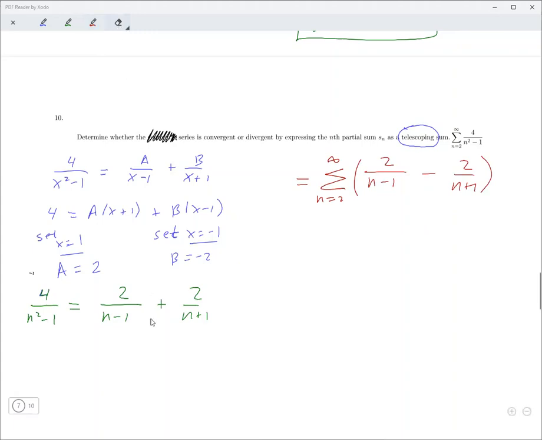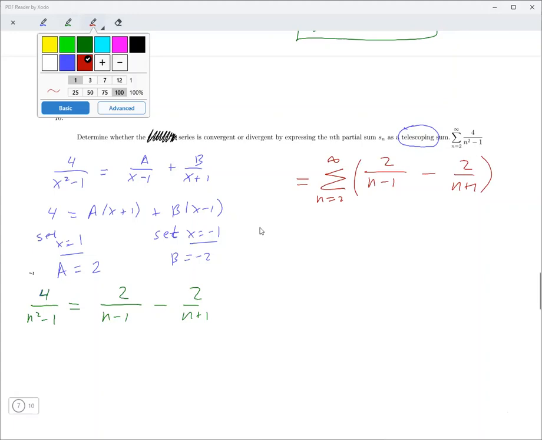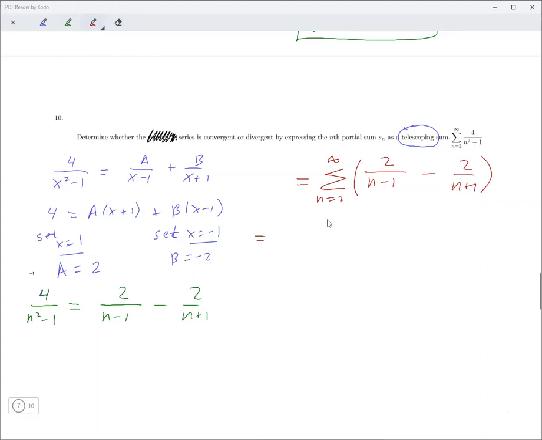B was -2, not +2, so this should be a minus right there. So I replaced that with this. Okay, now if I set n equal to 2, because it starts at 2, you have to look at where it starts. It starts at 2 right here. So if I set n equal to 2, then I get 2 over 1 minus 2 over 3.